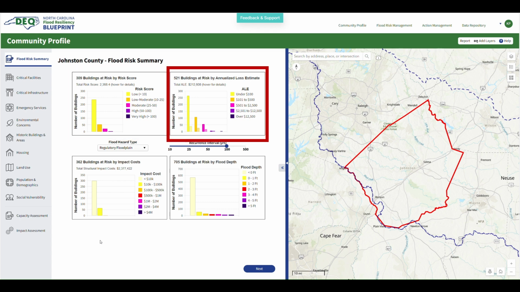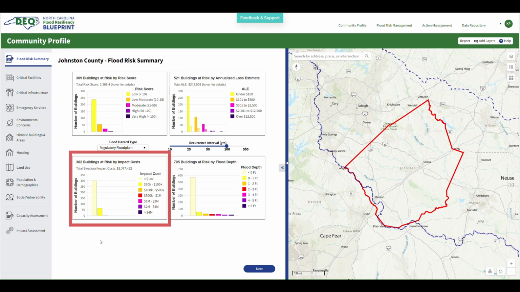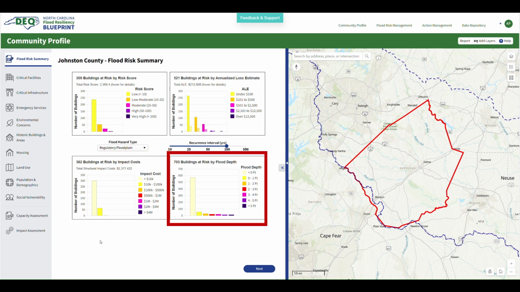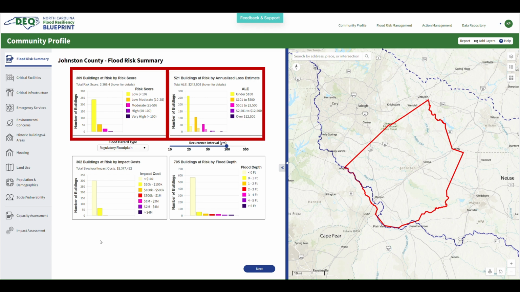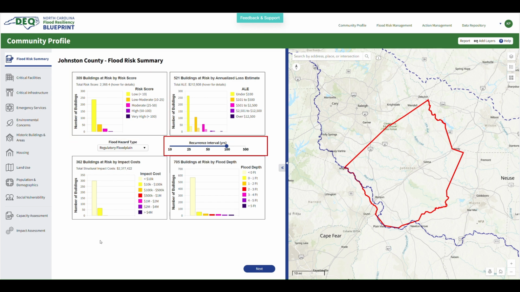The annualized loss estimate represents the estimated amount of loss in dollars that a building is expected to have in any given year. The buildings at risk by impact costs demonstrates the estimated costs of damage to the buildings for the flood recurrence interval chosen. Buildings at risk by flood depth shows the estimated depth of water above the first floor elevation during the selected flood event. The risk score and annualized loss estimate are not dependent on the recurrence interval, which means that they do not change based on the flood recurrence interval selected.